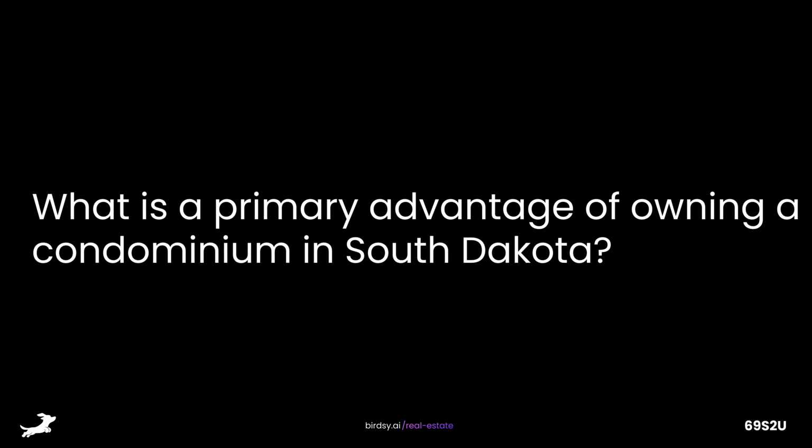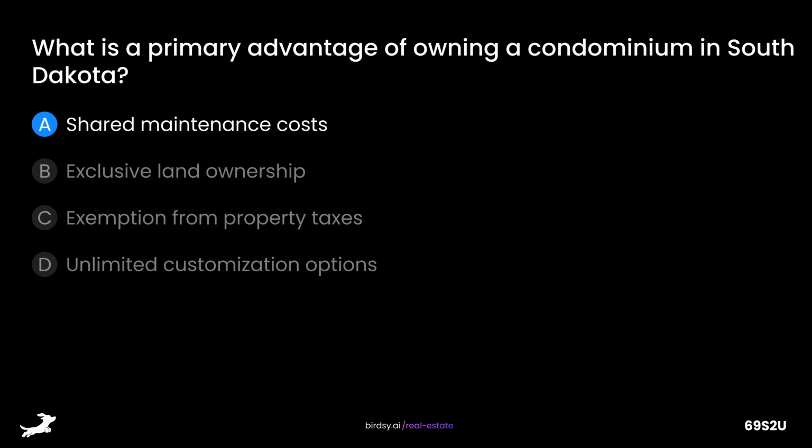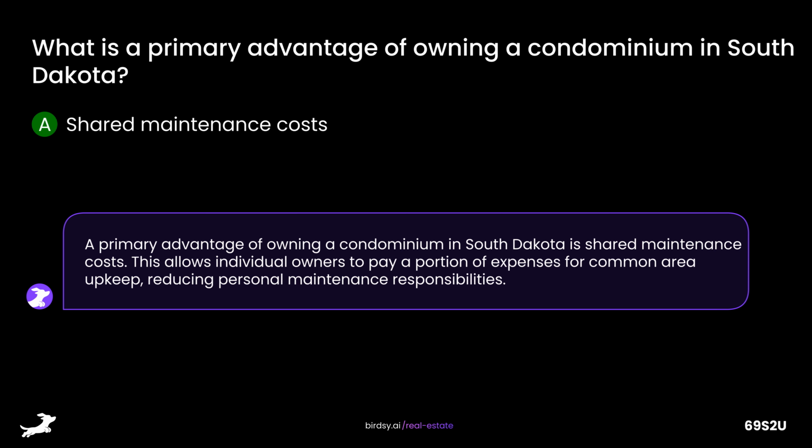What is a primary advantage of owning a condominium in South Dakota? Is it A, shared maintenance costs, B, exclusive land ownership, C, exemption from property taxes, or D, unlimited customization options? The answer is A, shared maintenance costs. A primary advantage of owning a condominium in South Dakota is shared maintenance costs. This allows individual owners to pay a portion of expenses for common area upkeep, reducing personal maintenance responsibilities.